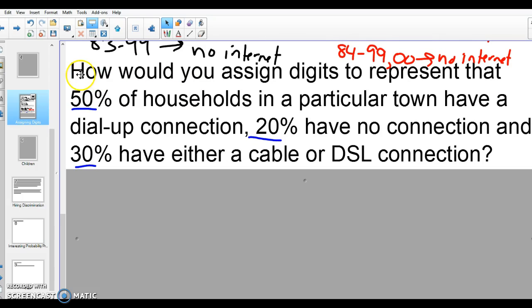So I want you to pause the video here in just a minute and think about how you would assign digits for this particular situation. I have 50% of households in a town have dial-up, 20% have no connection, and 30% have either a cable or DSL connection. So pause the video here for just a minute. Think about how you would assign your digits, or if there would be some other type of device that you use other than digits.